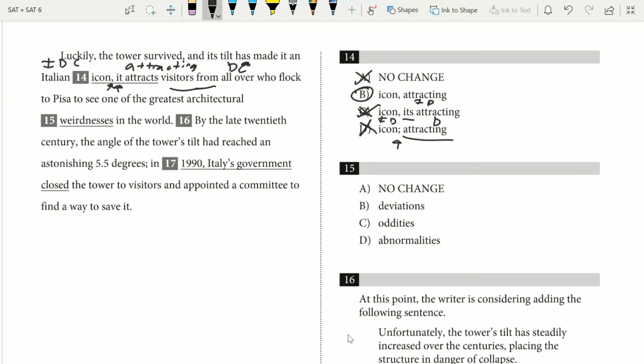Alright. "Attracting visitors from all over who flock to Pisa to see one of the world's greatest architectural weirdnesses." No, that's a terrible word choice here. Right, so we know A is going to be out. "Deviations," that's also not a great word to show that it's an interesting architectural piece that differs from most architecture around the world, but yet it's loved by many, right? We want to capture that sense of people being amazed by it and that people love it even though it is a little bit out there, right?